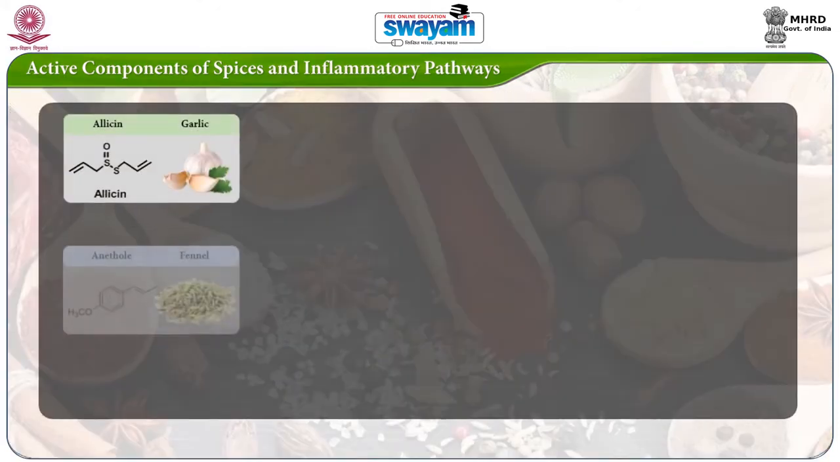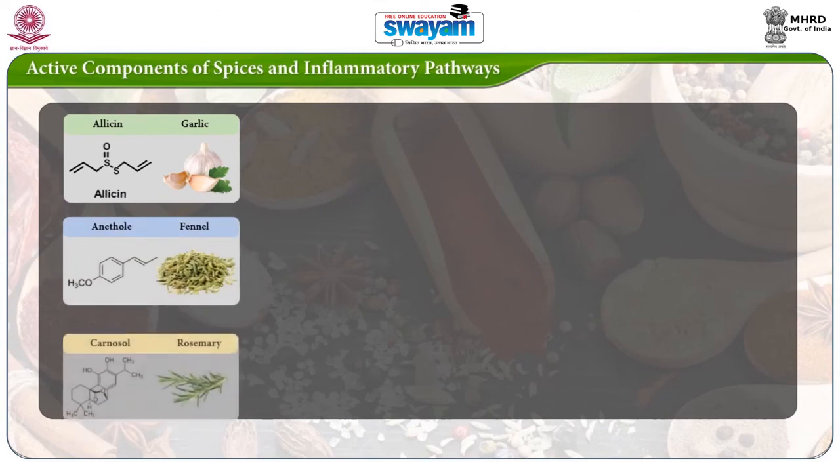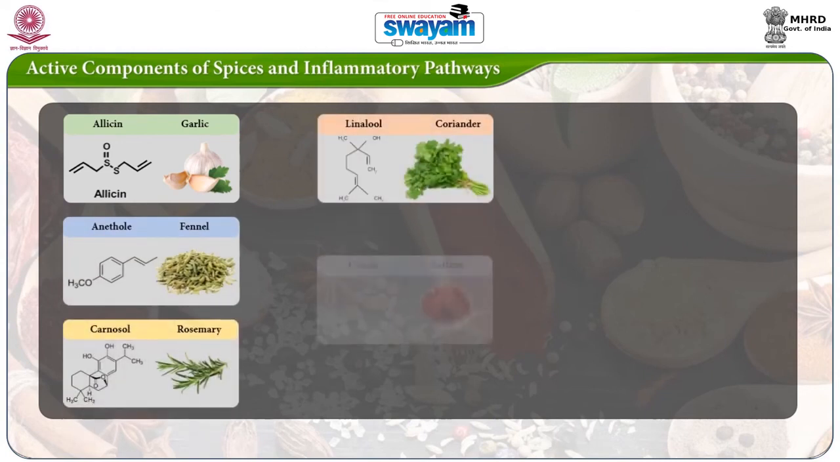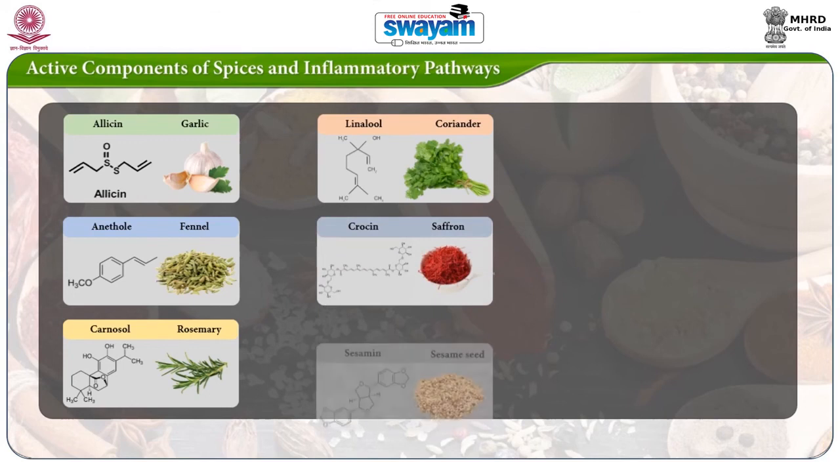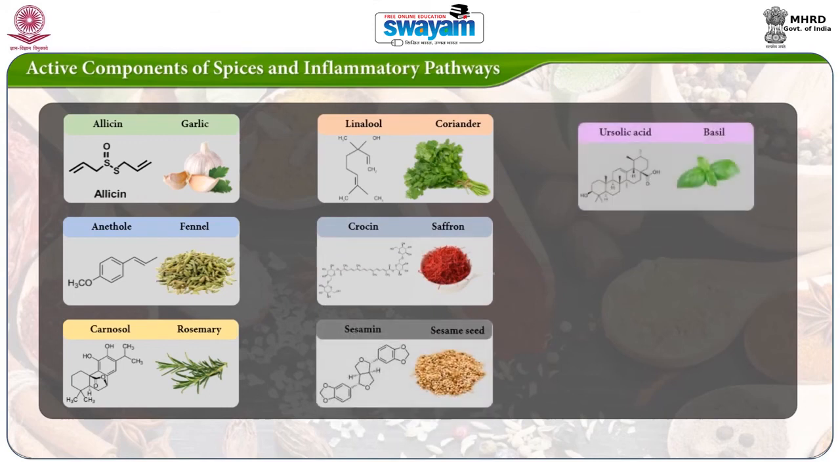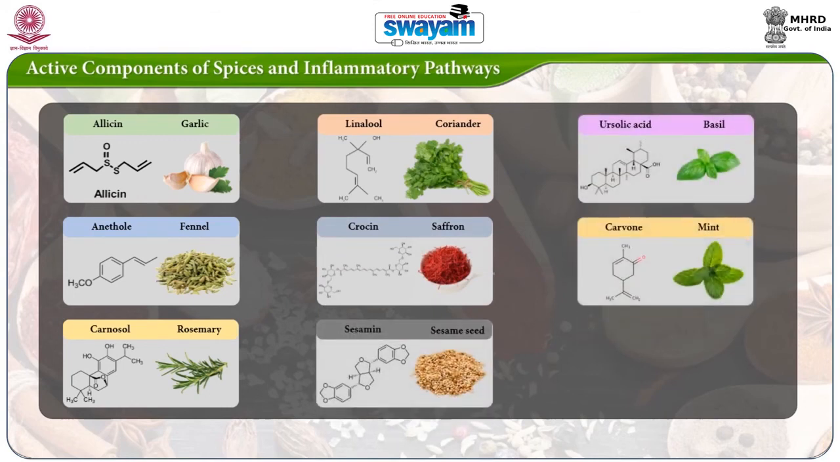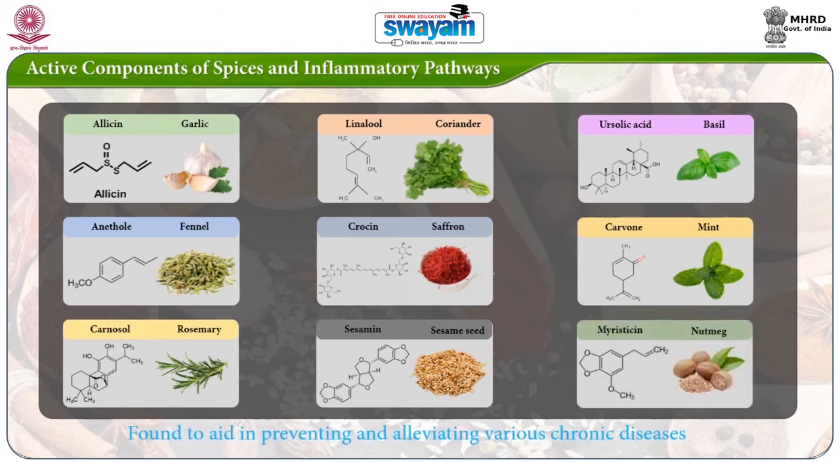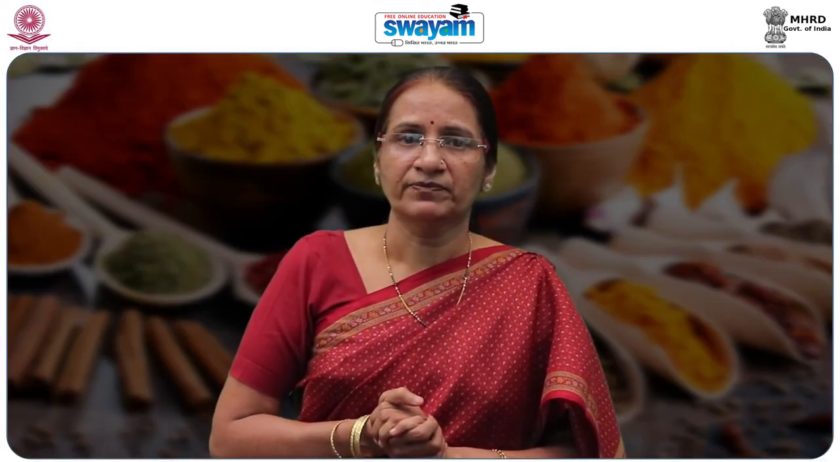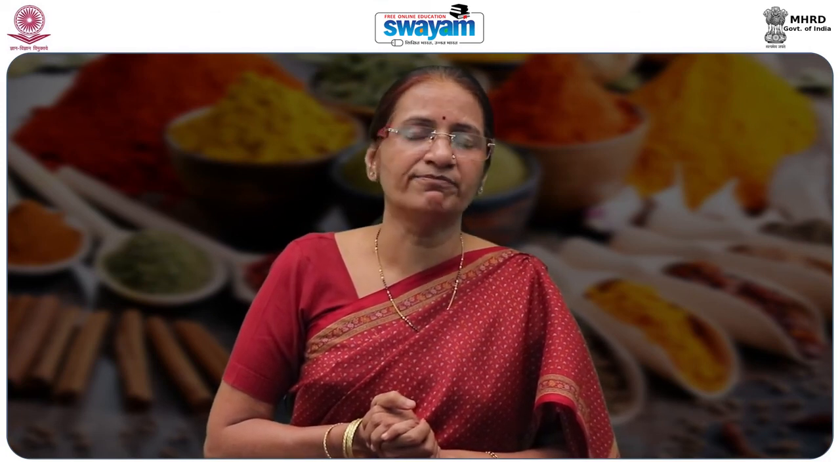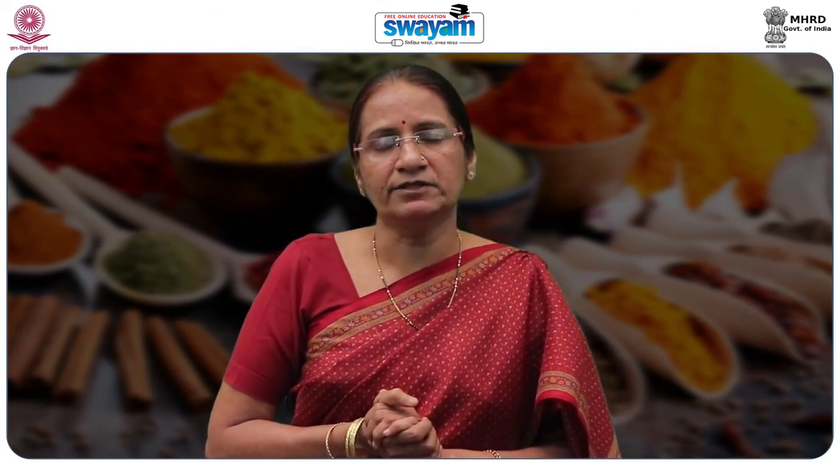Allicin in garlic, anethole in fennel, carnosol in rosemary, linalool in coriander, crocin in saffron, sesamin in sesame seeds, ursolic acid in basil, carvone in mint and myristicin in nutmeg were found to aid in preventing and alleviating various chronic diseases, mostly by down-regulating signaling pathways. So, with this we have finished the physiological effects of bioactive compounds in spices.